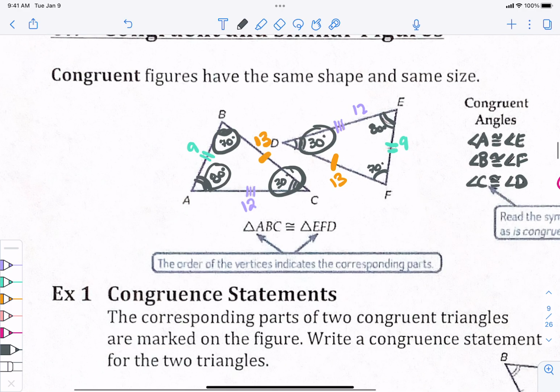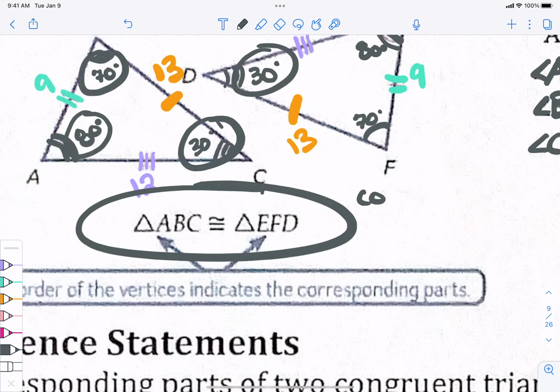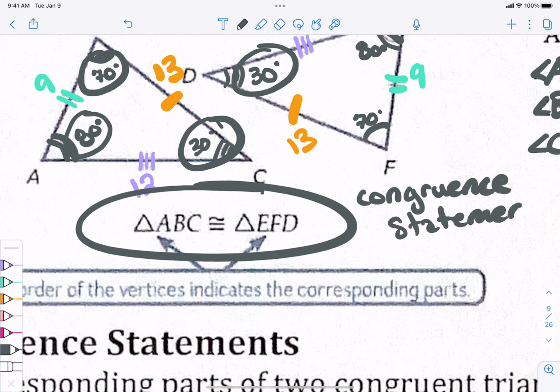Okay? All right, now the last thing that we're going to talk about is this little thing right here, which is something called a, write this down, congruence statement. A congruence statement, okay? What this congruence statement says, if I read it in order, is triangle, and we literally put a triangle as the symbol in front of that. Triangle ABC, we're naming that triangle, is congruent to triangle EFD. That's what it says, right?